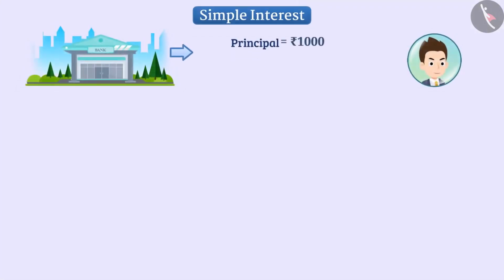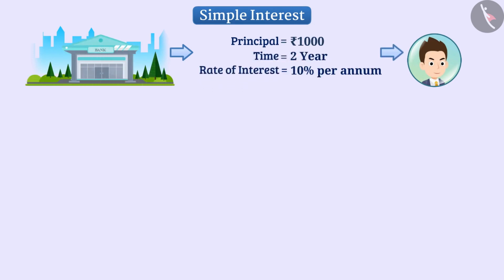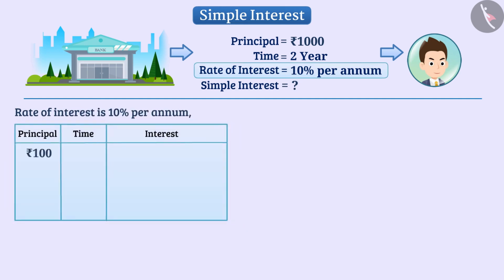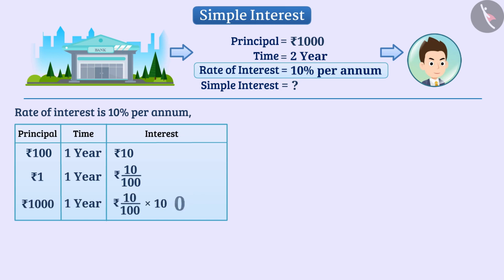Suppose we borrow rupees 1000 from bank at the rate of 10% per annum for 2 years. Let us find out the value of simple interest. Here, the rate of interest is 10% per annum. That is, on rupees 100, interest for 1 year is rupees 10. In this way, the interest of 1 year on rupees 1 will be rupees 10 by 100. Similarly, the interest for 1 year on rupees 1000 will be rupees 10 by 100 multiplied by 1000 is equal to rupees 100.